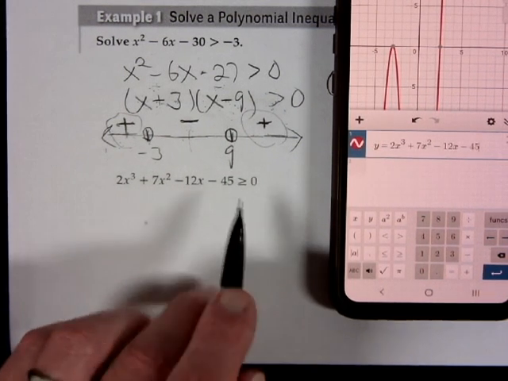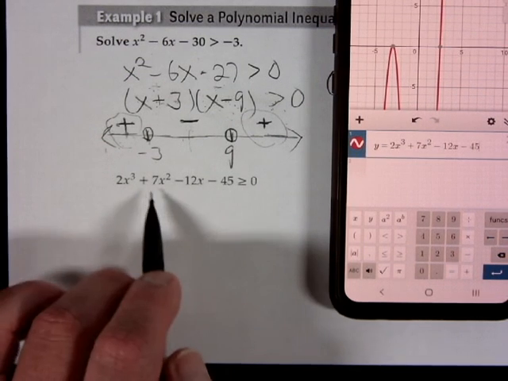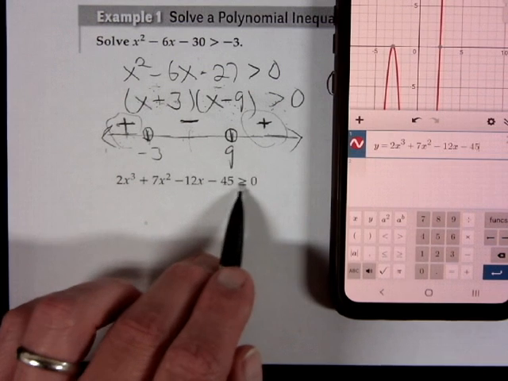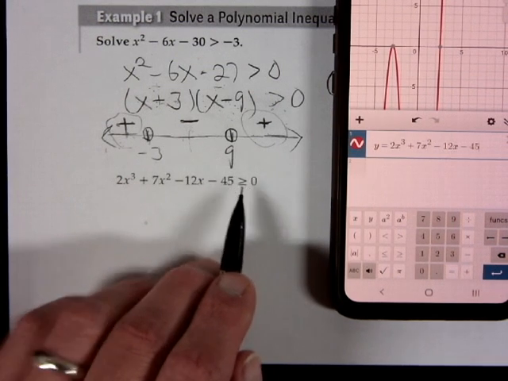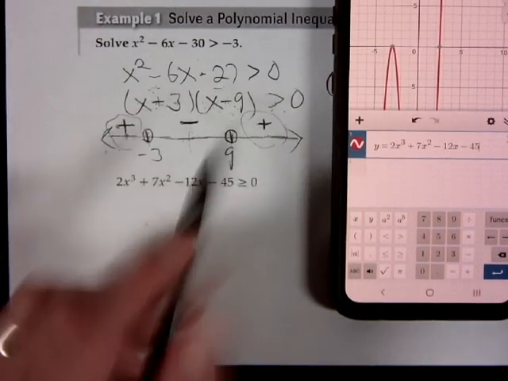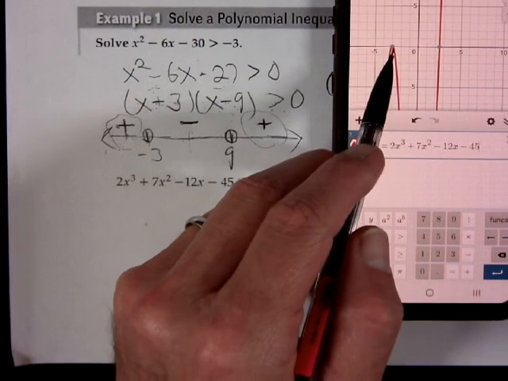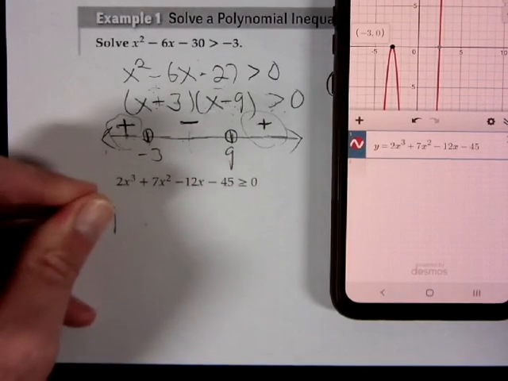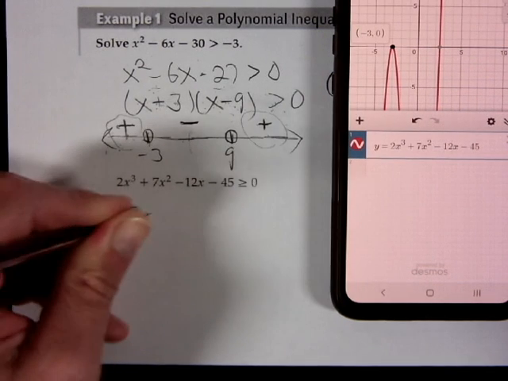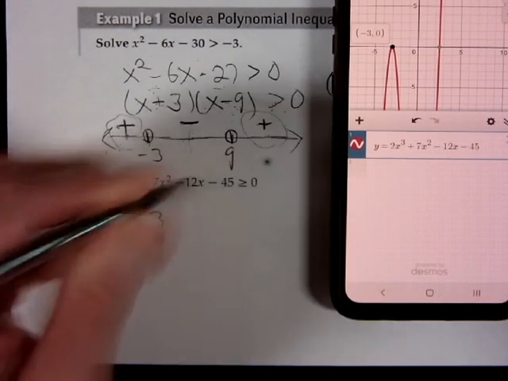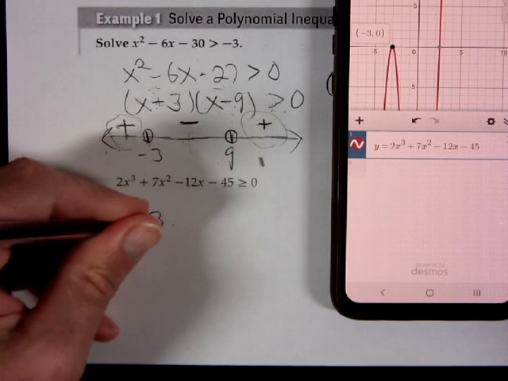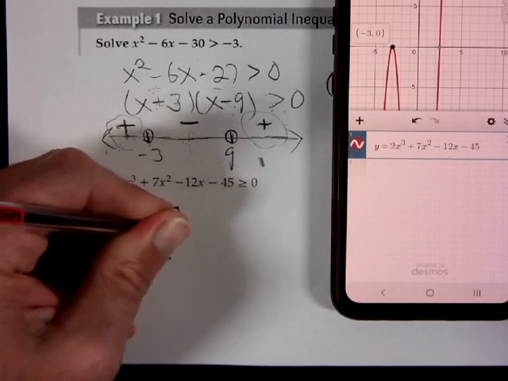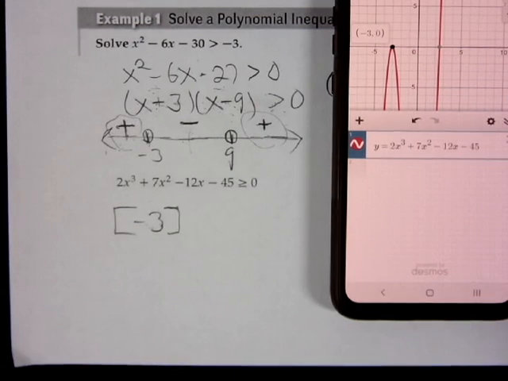All right, so now, what do we want? We want all places where this particular graph is greater than or equal to 0. Greater than or equal to 0. Well, if I start looking at it, I see equal to 0 right here at negative 3. So remember how we put a single point in there? We put negative 3 in a set of brackets to denote that it's equal to 0 right there, which is okay for our inequality that we have on this one.